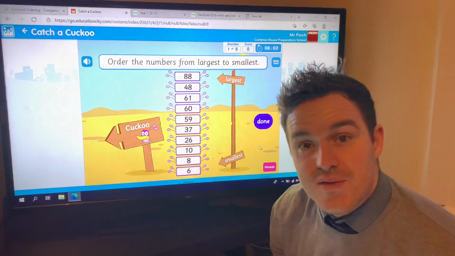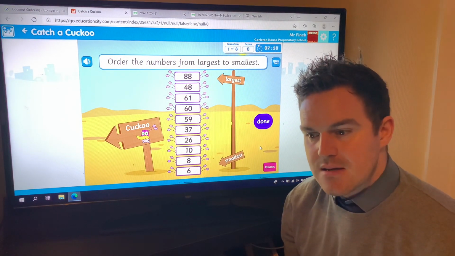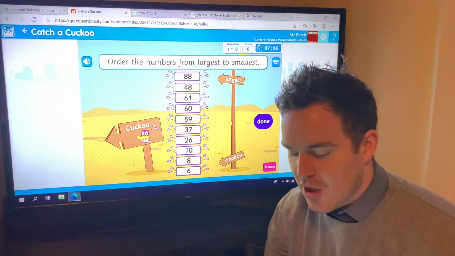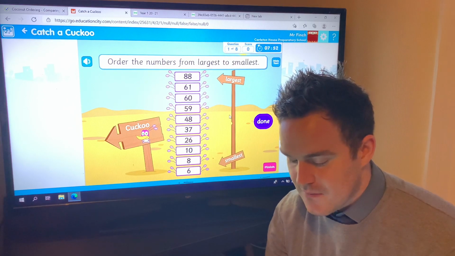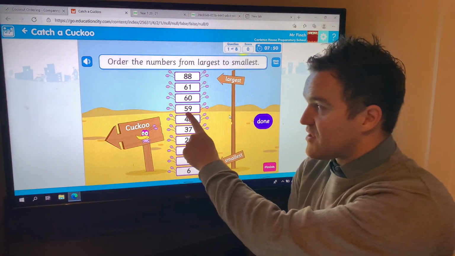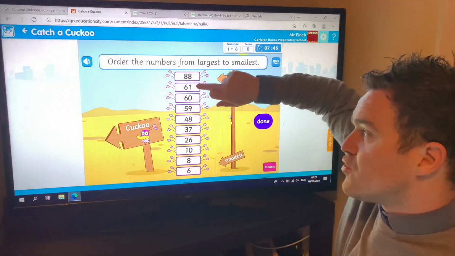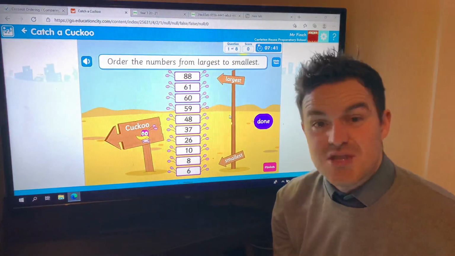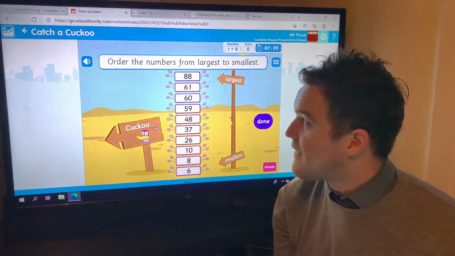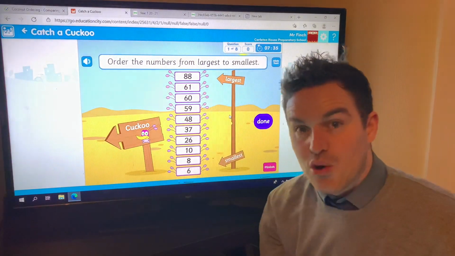Do we have any numbers with 4 sets of 10? Shout it out at home if you can spot it. I can hear those voices nice and loud, even though it's very early in the morning. 48 has 4 sets of 10. And look, that just happens to put this number here with 5 sets of 10. And we've got two numbers with 6 sets of 10, 60 and 61. Obviously, 61's bigger than 60 because it's one more. And then we have 88. And that worked out quite well because it ended up putting those in order for us.